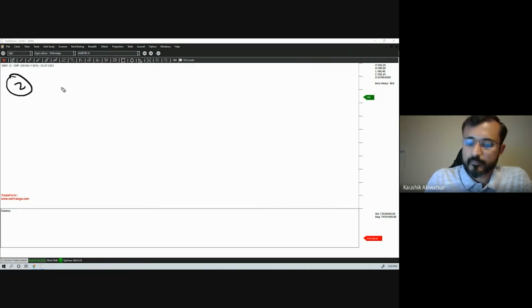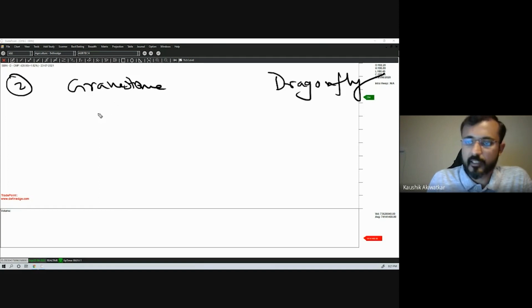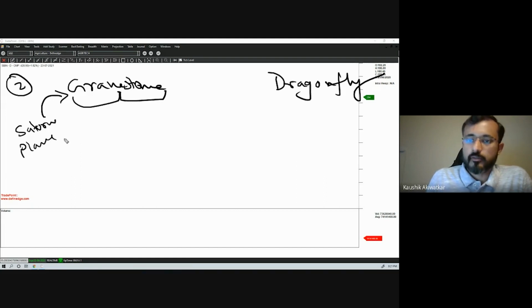The second type, one is gravestone, second is dragonfly. Right. The difference here is in gravestone doji, right? Right. So it is derived from the term called stone, and this is a type of stone, right? And it's a very heavy stone, right? And this stone you'll find it on Saturn planet, right? It's a very heavy stone. So whenever you throw this stone, it comes down so fast, right?